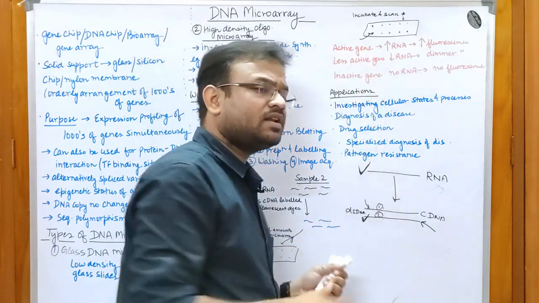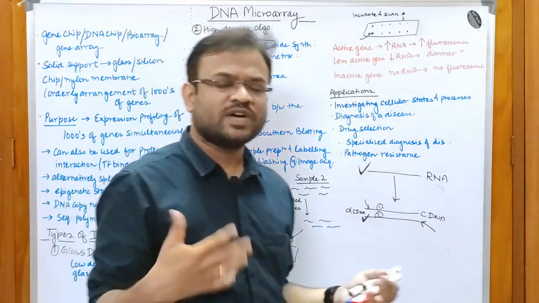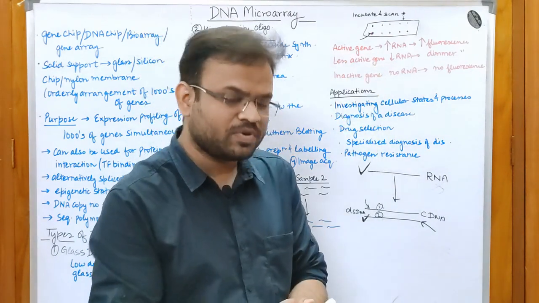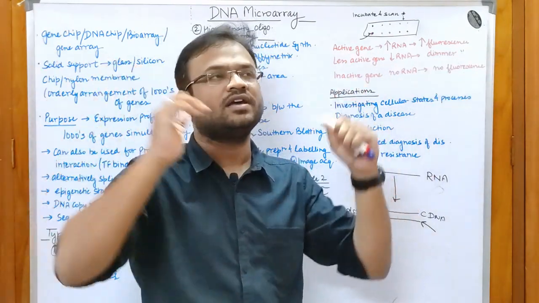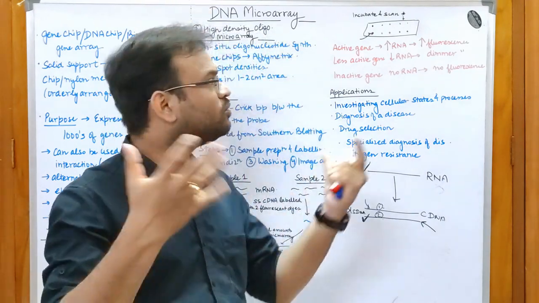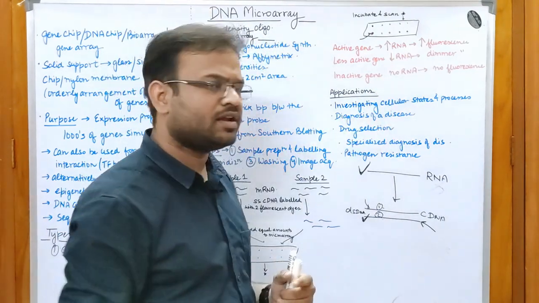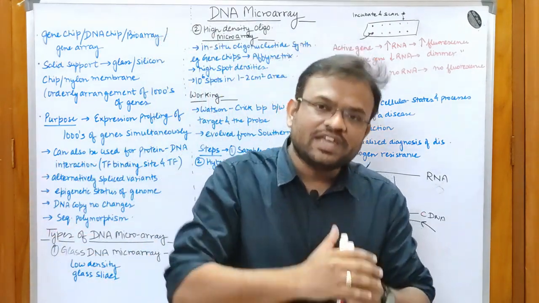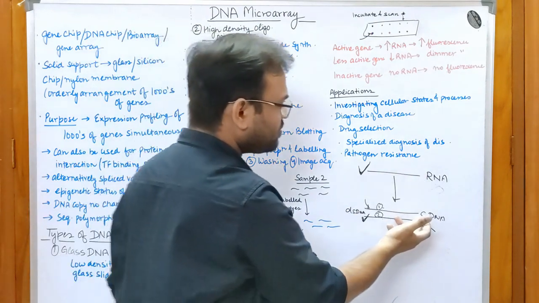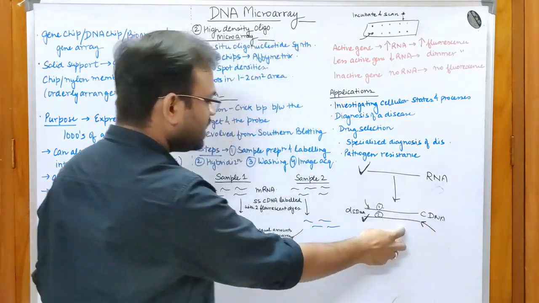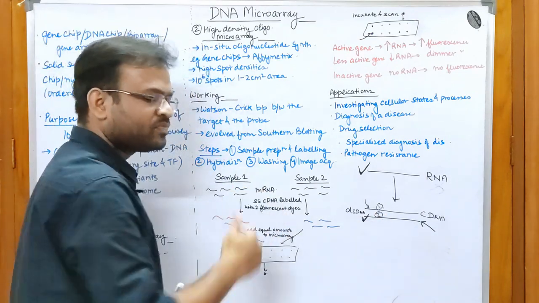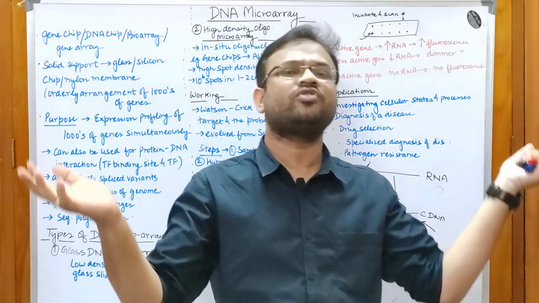Understand this, suppose one gene is very active. When it is very active, what will happen? There would be a greater concentration of RNA. RNA would be formed more. This would lead to a very high concentration of fluorescence. Why? Because this RNA would lead to the formation of complementary DNA, and a lot of complementary DNA would be binding to this chip. Because of that, there would be a lot of fluorescence.